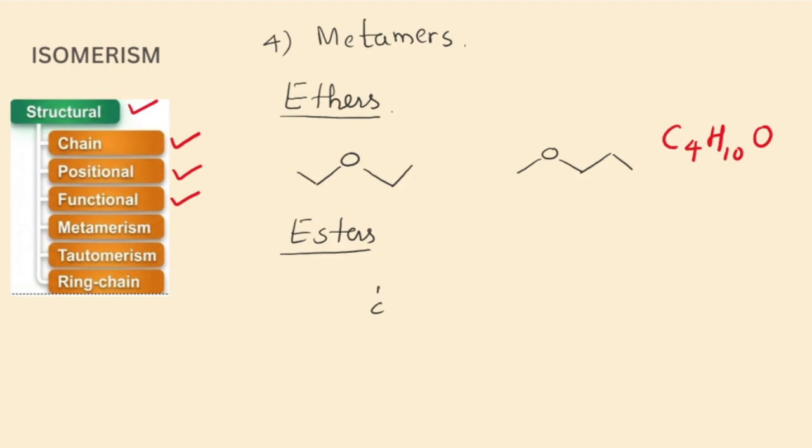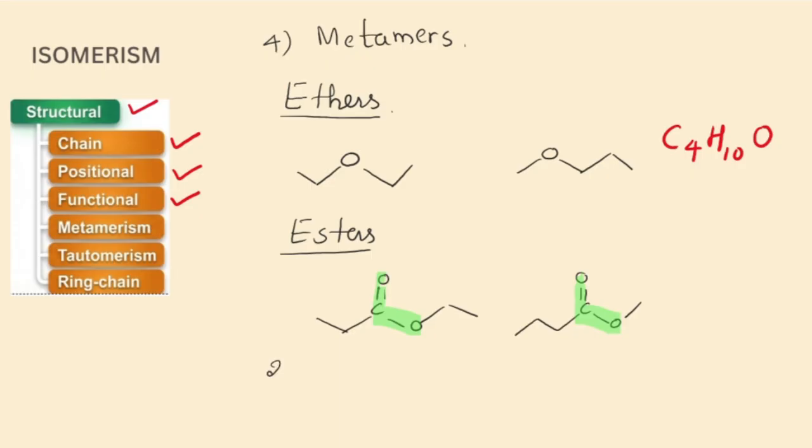The ester functional group is COO, like this. Say we take ethyl over here and then ethyl over here. So this is a functional group, right? Ester, and we have ethyl here and ethyl here. What if we take methyl here and then here propyl? So that means what? They have the same molecular formula, same functional group, that is ester, but the groups across are different. So in that case, they are metamers.